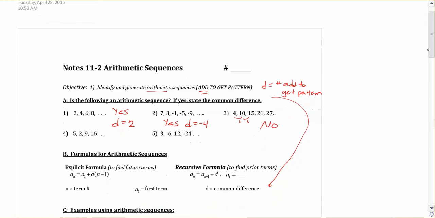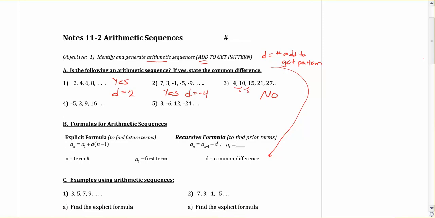All right, try number 4 and 5. Determine whether those are arithmetic sequences or not, and then come back. So pause the video and figure it out.